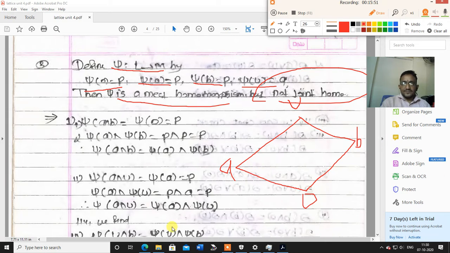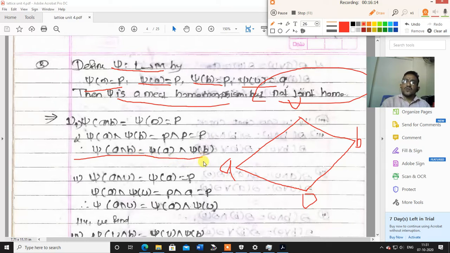So what is psi of a meet b? What is a meet b here? A meet b is equal to 0, and psi of 0 is given as p. Again, what is psi of a meet psi of b? Psi of a is p and psi of b is equal to p. So p meet p is equal to p. Therefore we can say that psi of a meet b is equal to psi of a meet psi of b.